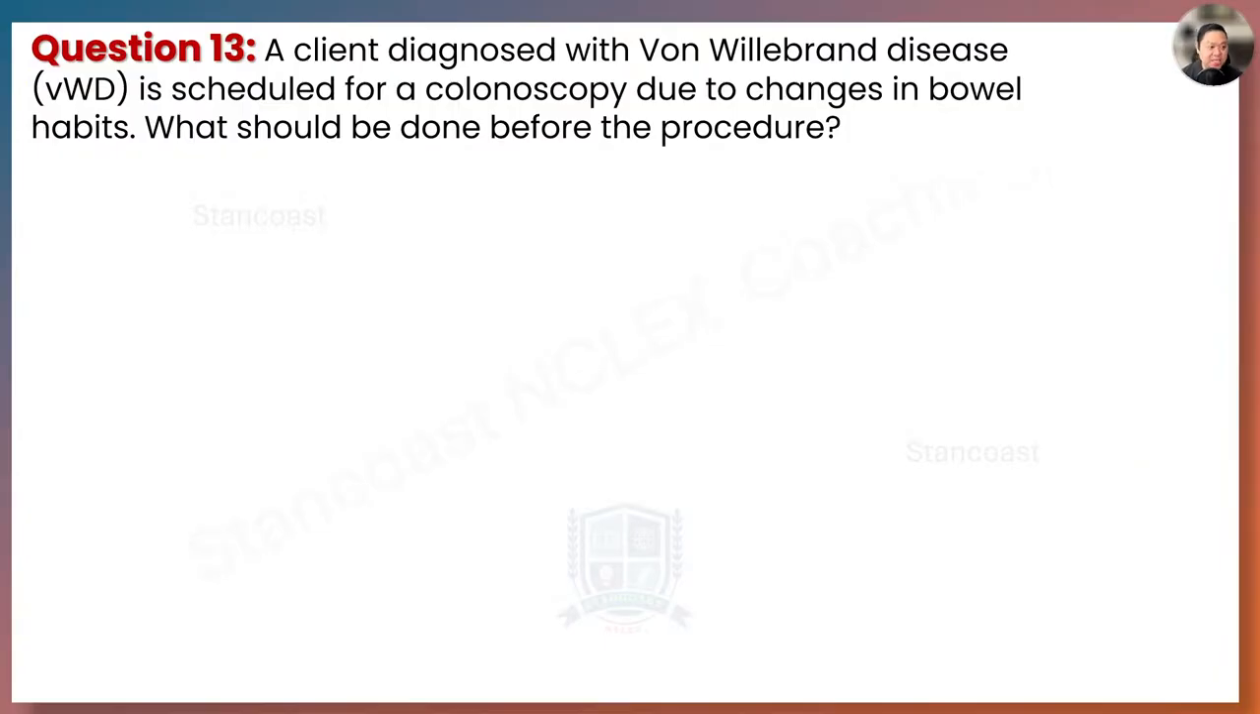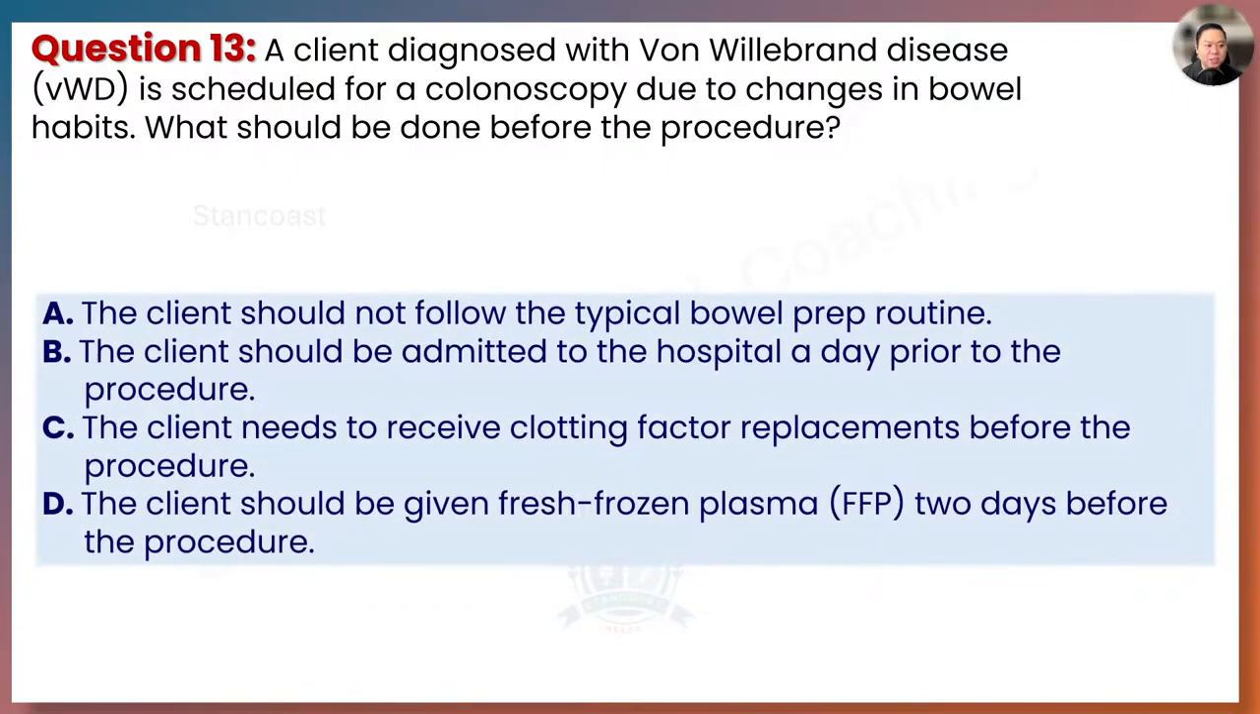Now let's have number 13. It states, a client diagnosed with von Willebrand disease is scheduled for a colonoscopy due to changes in bowel habits. What should be done before the procedure? Options. A, the client should not follow the typical bowel prep routine. B, the client should be admitted to the hospital a day prior to the procedure. C, the client needs to receive clotting factor replacements before the procedure. D, the client should be given fresh frozen plasma, FFP, 2 days before the procedure.